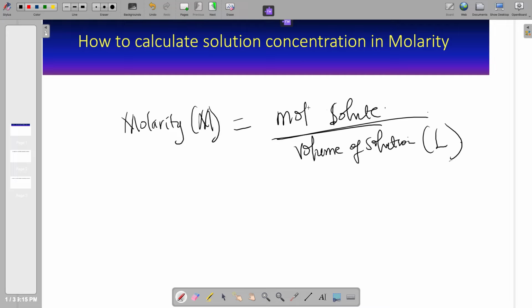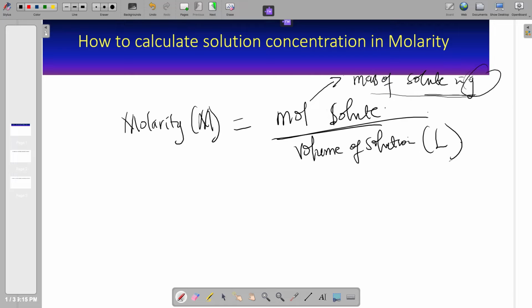Now, sometimes they won't give you moles directly. They'll give you, let's say, the mass of your solute in grams. So sometimes they give you the mass of solute in grams and they ask you to find the molarity of the solution.